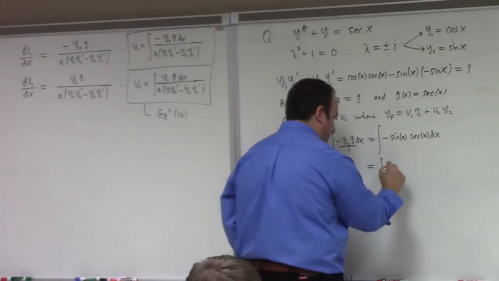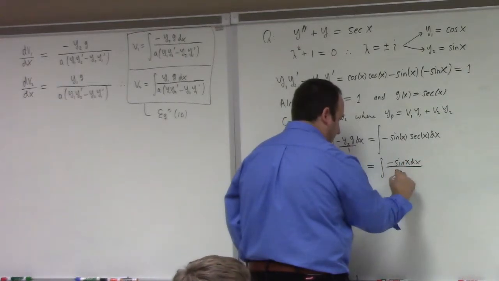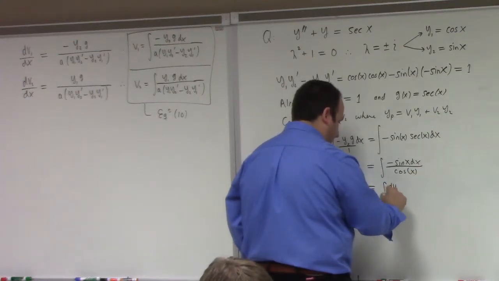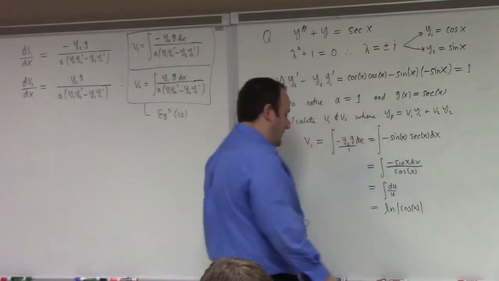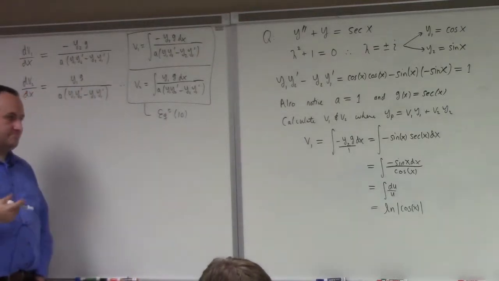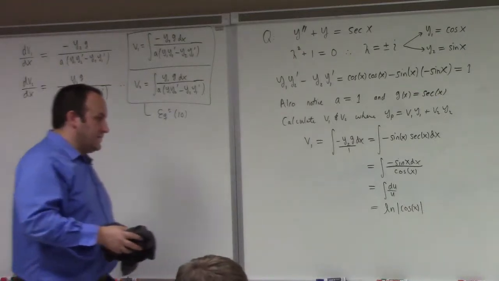So that's the integral of minus sine x dx over cosine x, also known as the integral of du over u. So we got natural log, yep, the absolute value of cosine of x is my V1. Much like with the integrating factor method, you don't really need to add a constant here. Adding a constant here just adds in another copy of your homogeneous solution, if you look at it.